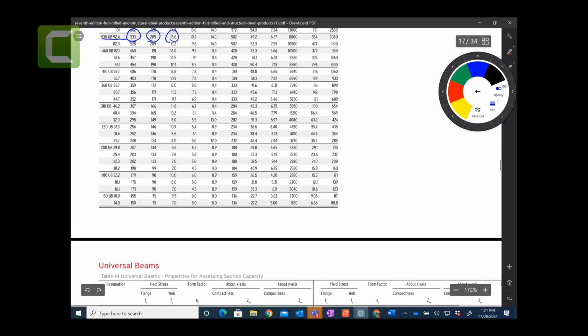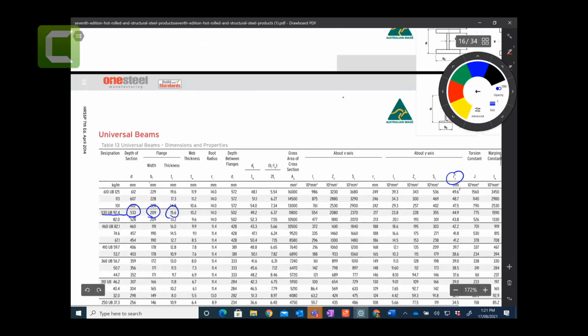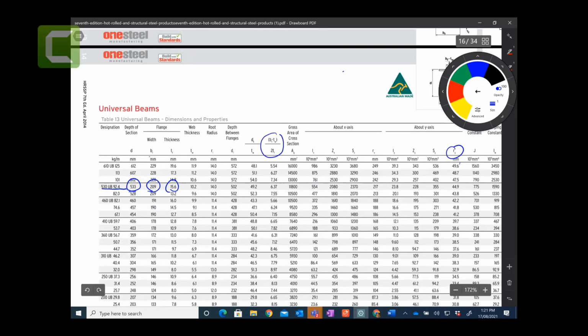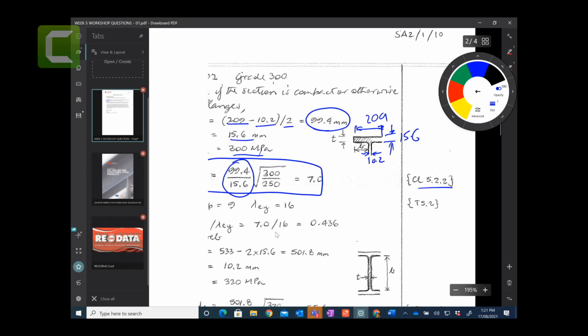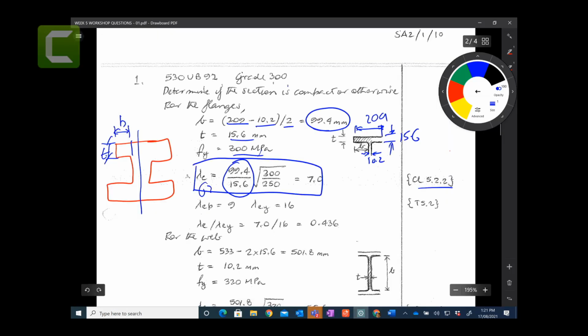So if you go back here and if you just take this one, this is your B on T, which is 6.37 here. So if you like, you can put 6.37 straight away here. And then 300 over 250, you have 7 as an element slenderness.